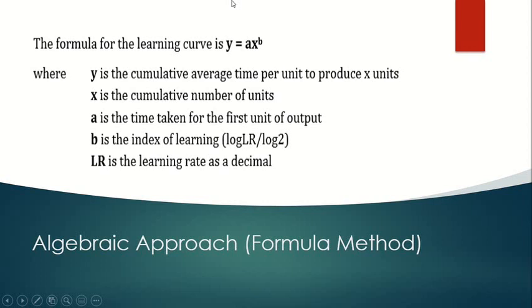So how are we going to apply this formula? Before applying this formula, we want to know what these variables are. So y is our output. Y will be the cumulative average time per unit to produce x units. If you are producing x number of units, what will be the cumulative average time? If you are producing 1 unit, x will be 1. If you are producing 2 units, x will be 2. If you are producing 8 units, x will be 8. So if you are producing 8 units, what will be the average time? It will be y, which is the output we already obtained using the table.